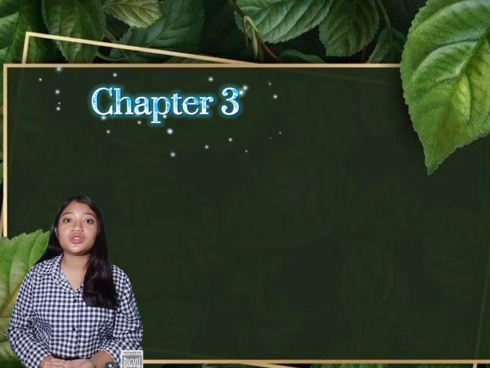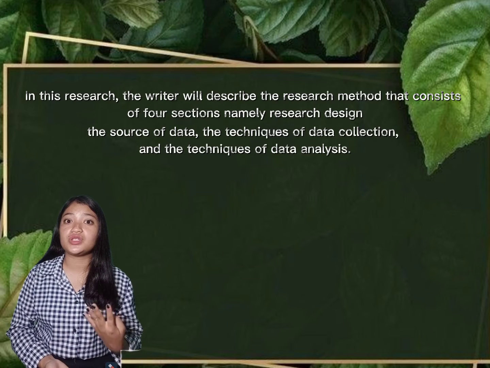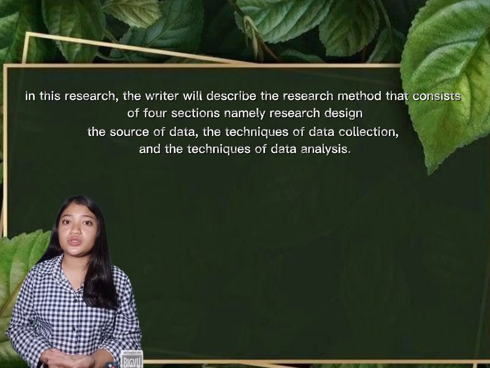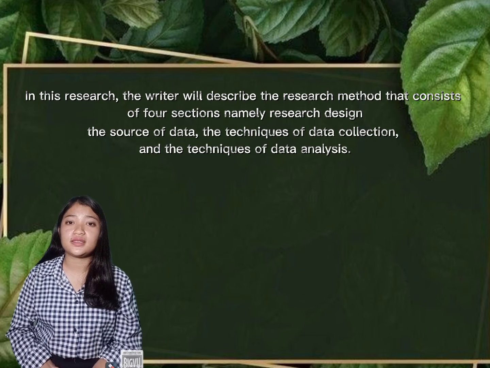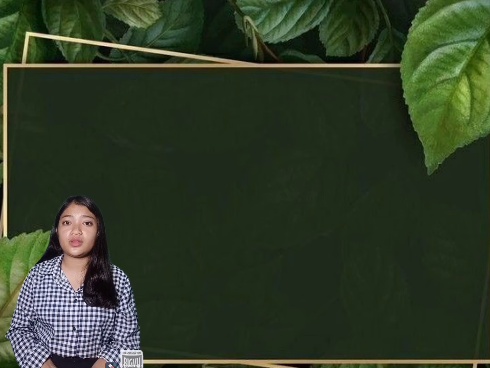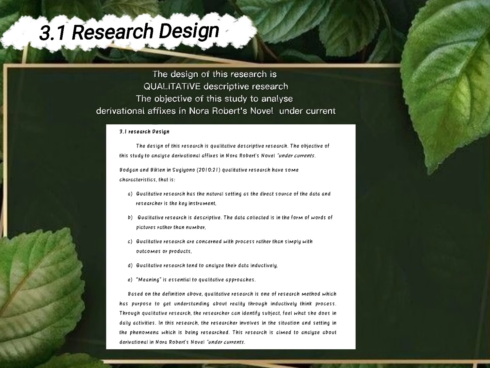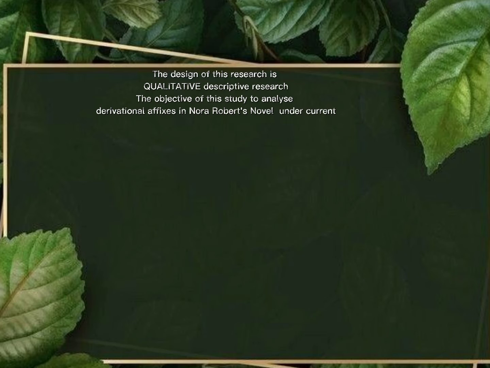In this chapter, the writer will describe the research method that consists of 4 sections, namely research design, sources of data, the techniques of data collection, and the techniques of data analysis. Research design: the research applies a qualitative research method. The design of this research is qualitative descriptive research. The objective of this study is to analyze the derivational affixes that exist in Nora Roberts' novel Undercurrent.